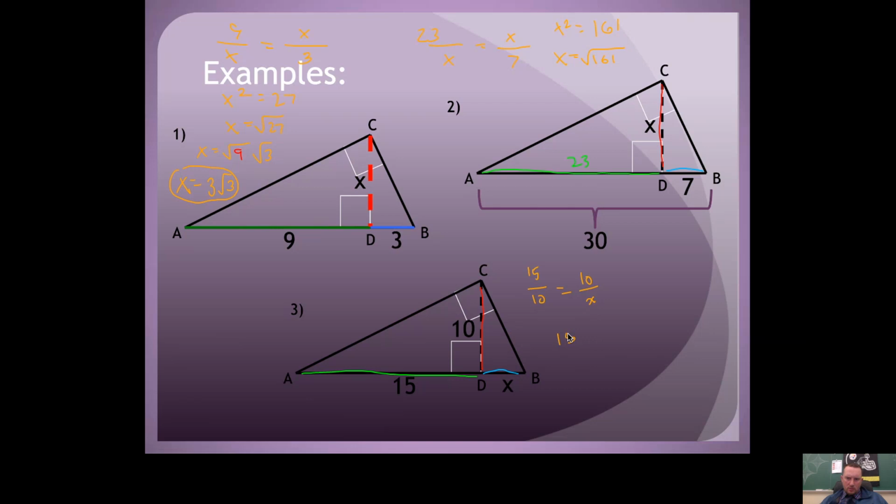15x equals 100. So x is going to equal 100 divided by 15, which gives me exactly 6 2/3. In my calculator, it says 6.666666 forever. I know that's 6 2/3. That's how using geometric means makes things a little bit quicker.